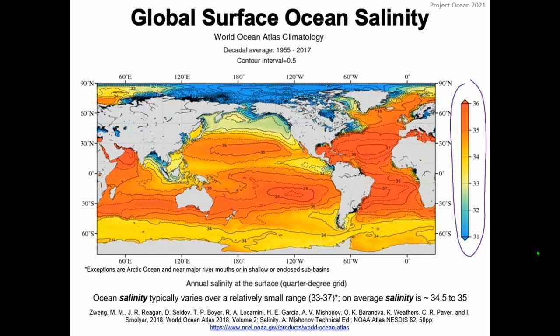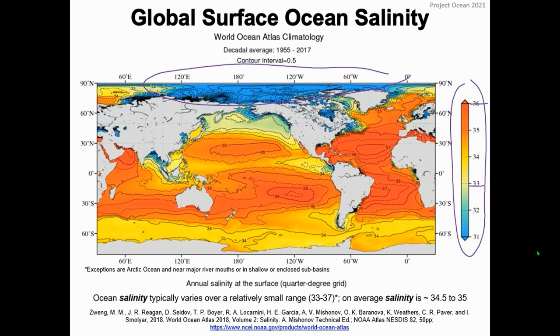And really, for the majority of the ocean, the range is even tighter, from about 33 up to about 36. With the exception, remember, the Arctic Ocean is a fresher ocean basin than the other ocean basins due to those effects we've already talked about. So ocean salinity in surface waters typically varies over a relatively small range of about 33 to 37. I already stated this, I'll state it again. On average, ocean salinity is approximately between 34.5 and 35. So not a lot of variability in ocean salinity.